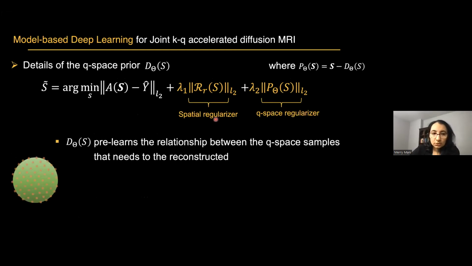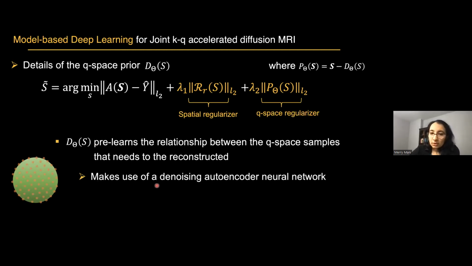So how can we do that? Here, what exactly is this pre-learned Q-space prior, or what exactly is machine learning in this context? Here we have this neural network d theta that will try to pre-learn the relationship between the Q-space samples that we are going to reconstruct.